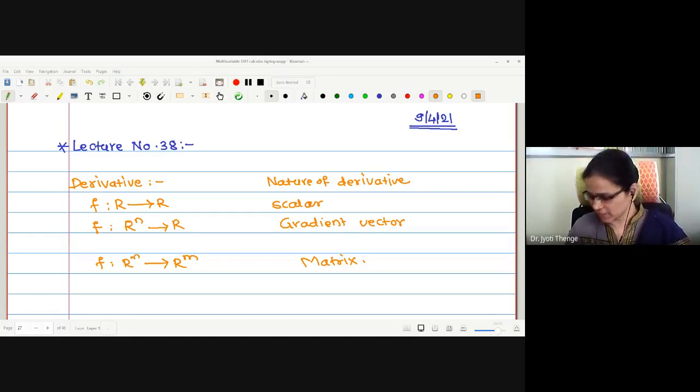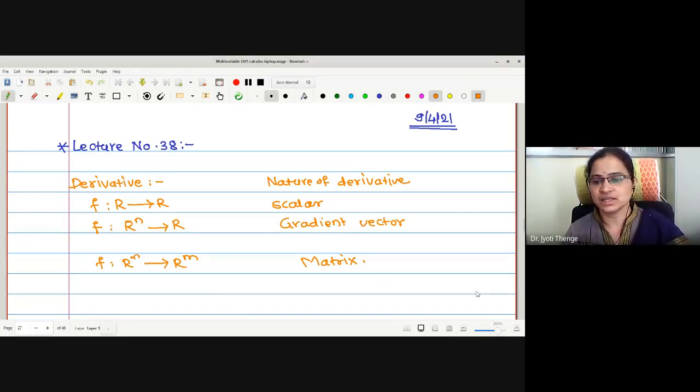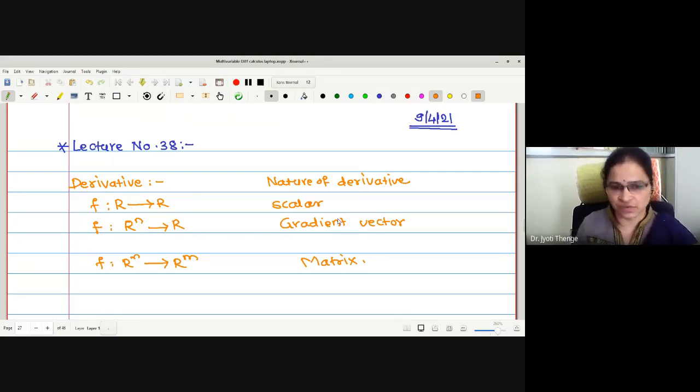In the last lecture, we have seen how to find the derivatives of functions having different types of nature. The first type of function we have seen is of the type R to R. Then the nature of its derivative is of the type scalar. Why am I saying scalar? Because we are going to calculate the derivatives at a particular point.